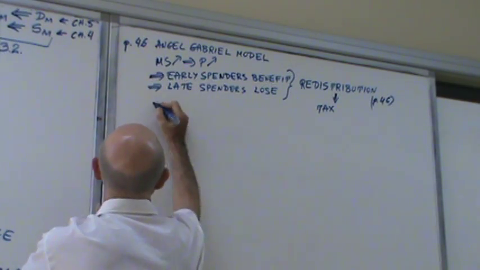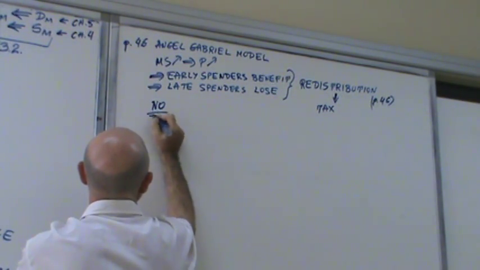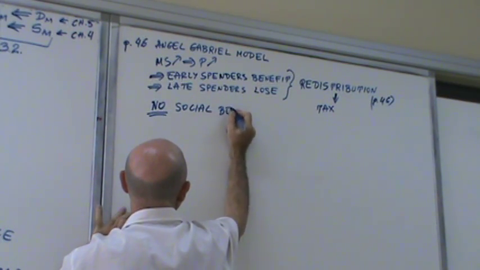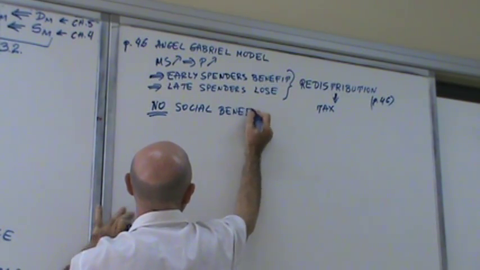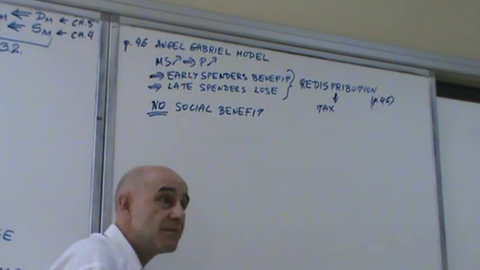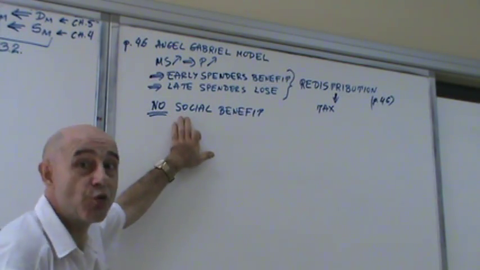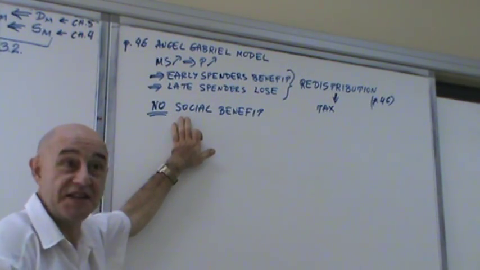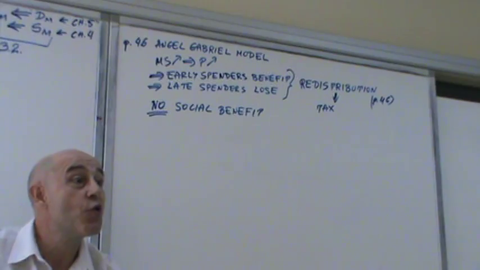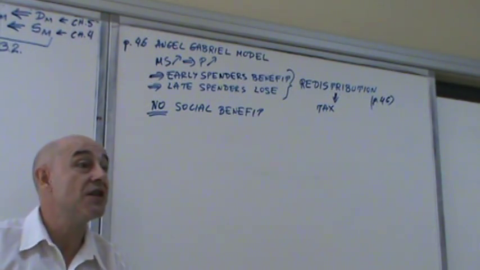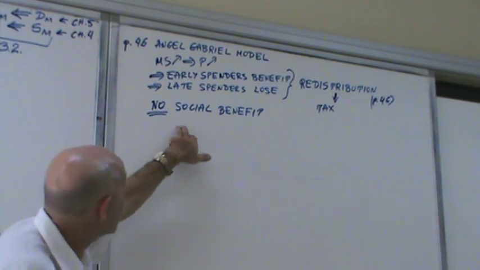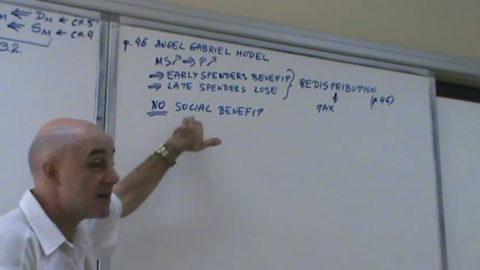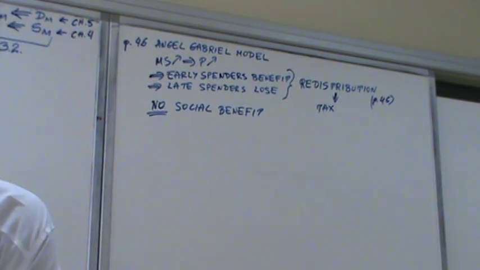Overall, there is no social benefit. That's the most important thing to understand. There is no social benefit to increasing money supply. It's the same amount of rice, the same quantity of water, the same quantity of everything, but some people benefited and some people lost. That's important to understand.